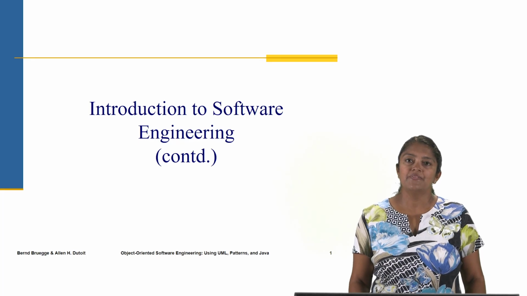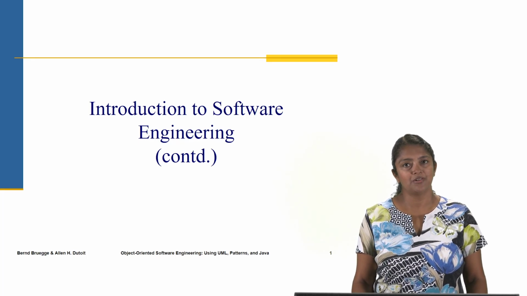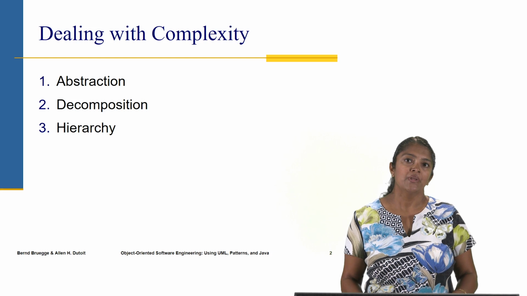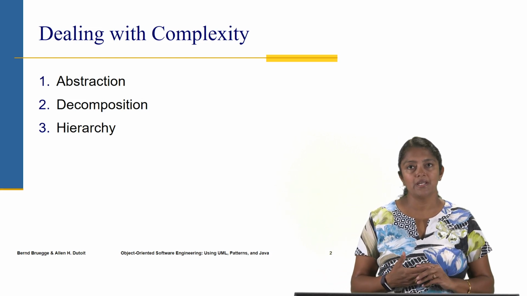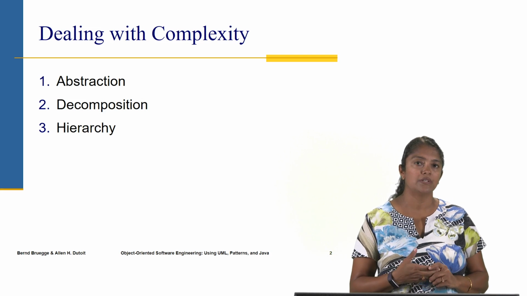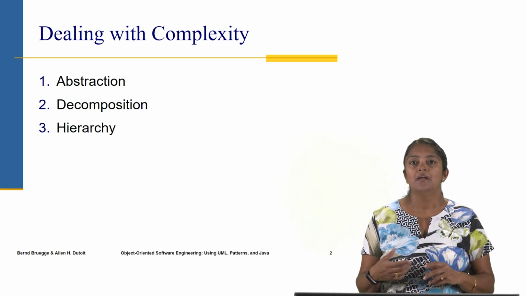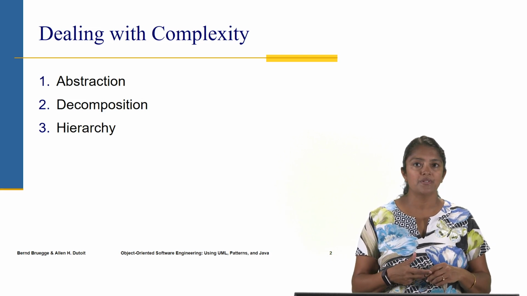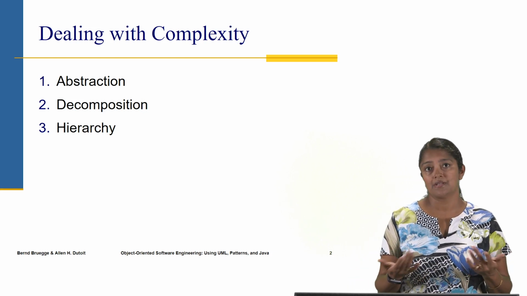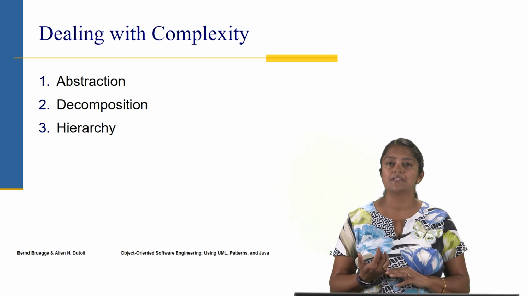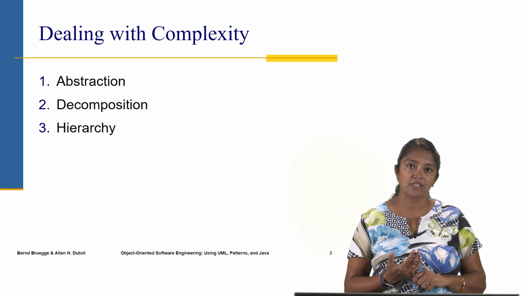Hi, in this video we'll continue our discussion on Introduction to Software Engineering. In the previous video we saw that there's three ways in which we can deal with software complexity: abstraction, decomposition, and hierarchy. And the inherent nature of software is that it's complex. Its requirements are constantly changing.